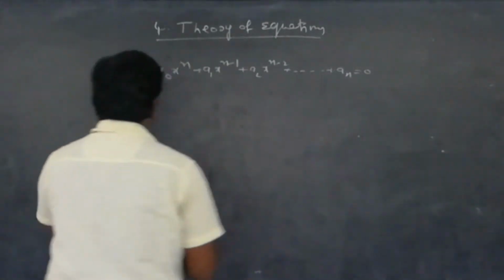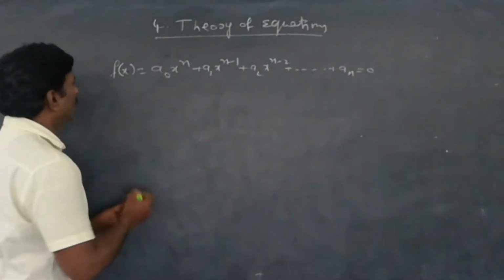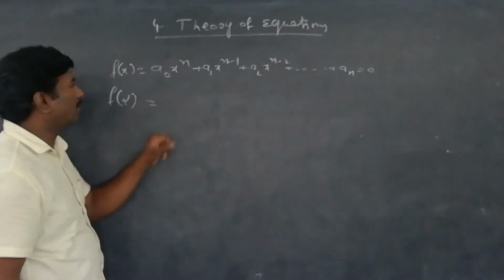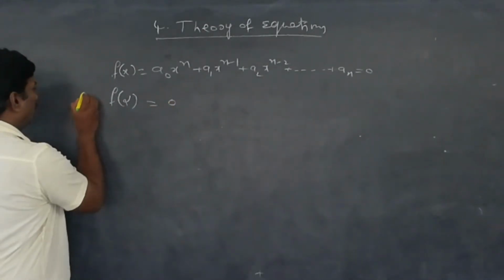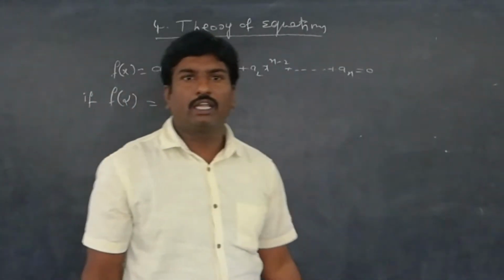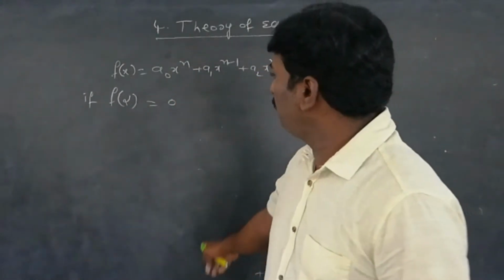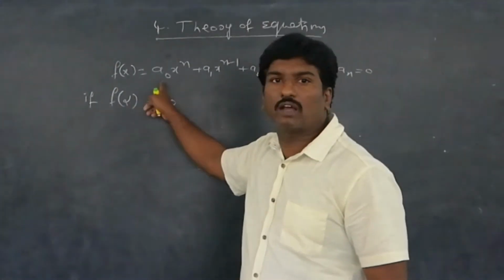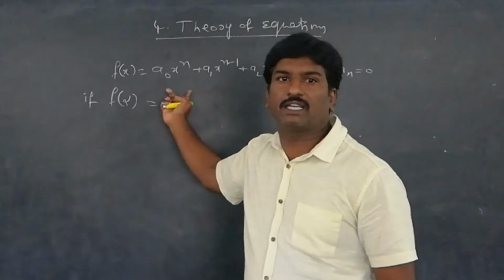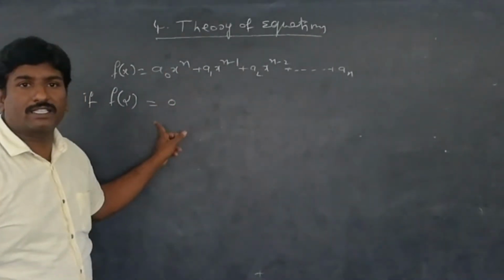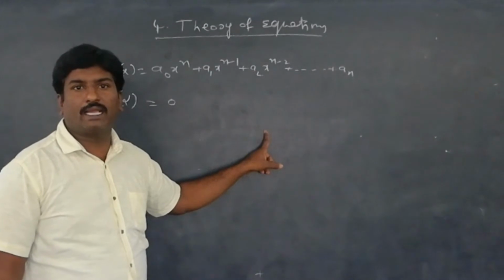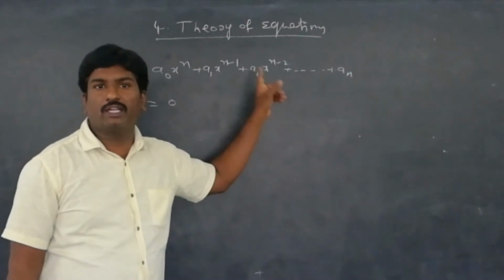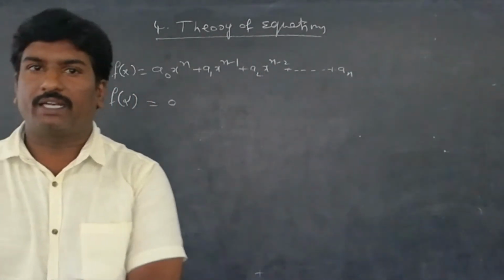Suppose f of x is a polynomial and I substitute x as alpha. If f of alpha is equal to 0, then we say that alpha is a root or solution of the equation. For an expression, alpha is called a zero of the polynomial. For an equation, alpha is called a root or solution of the equation. Is it clear?